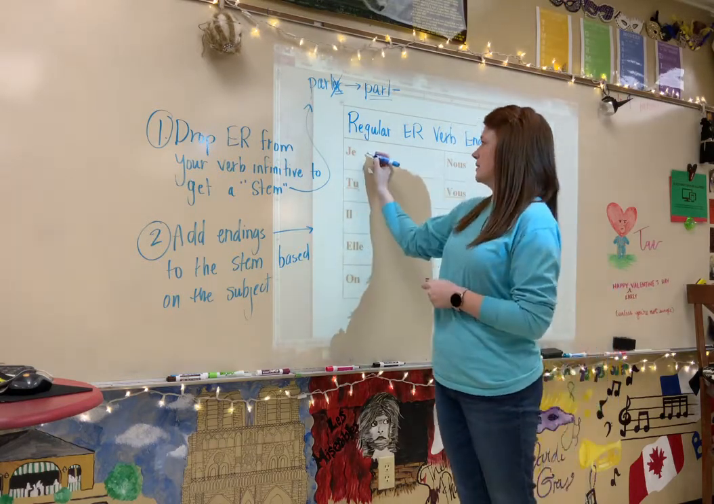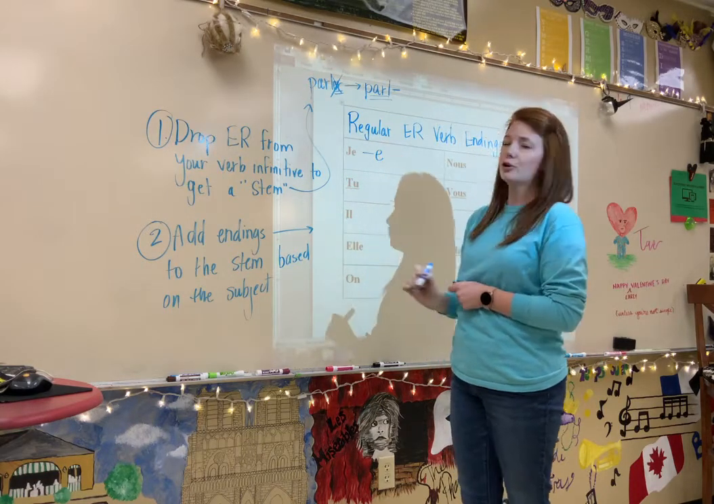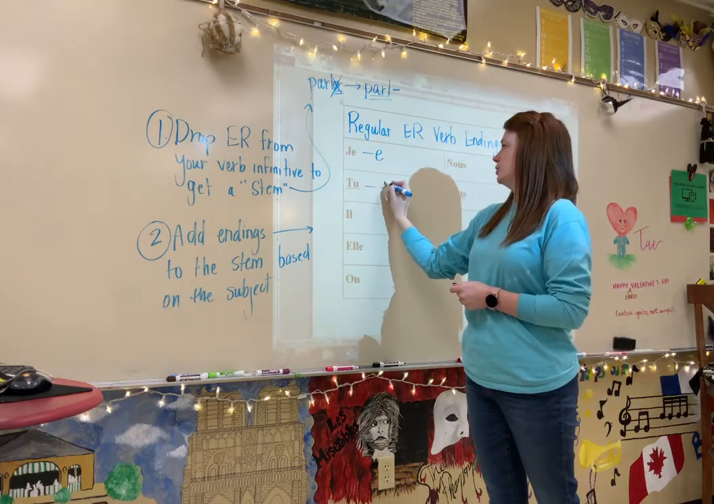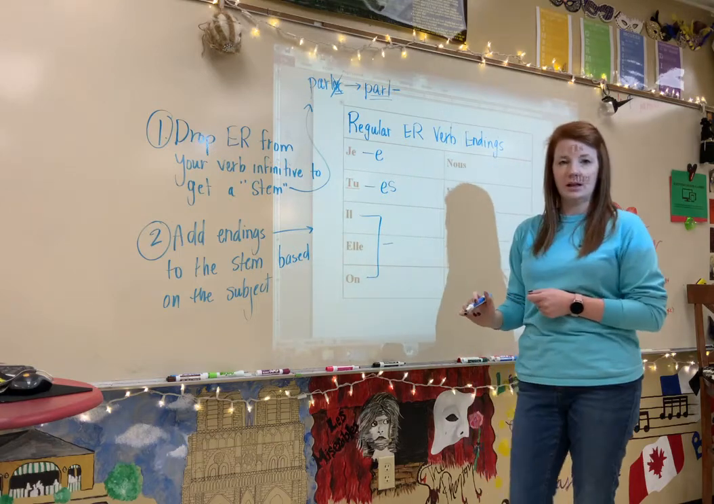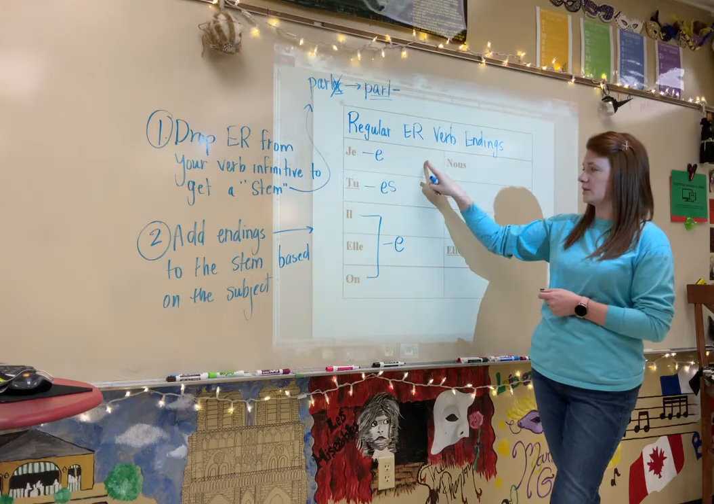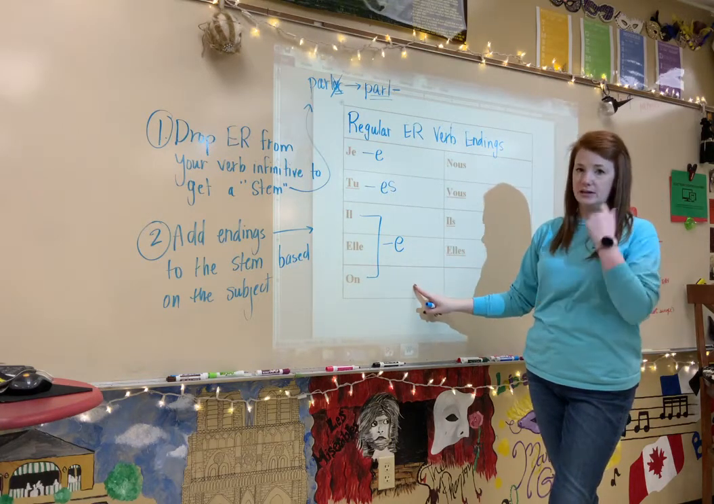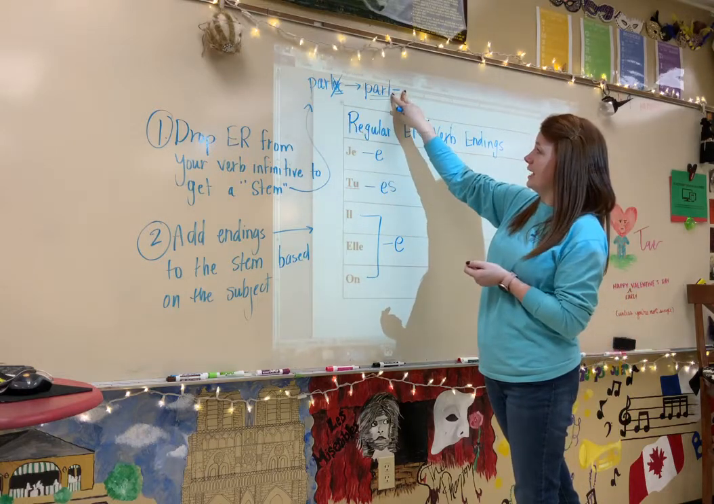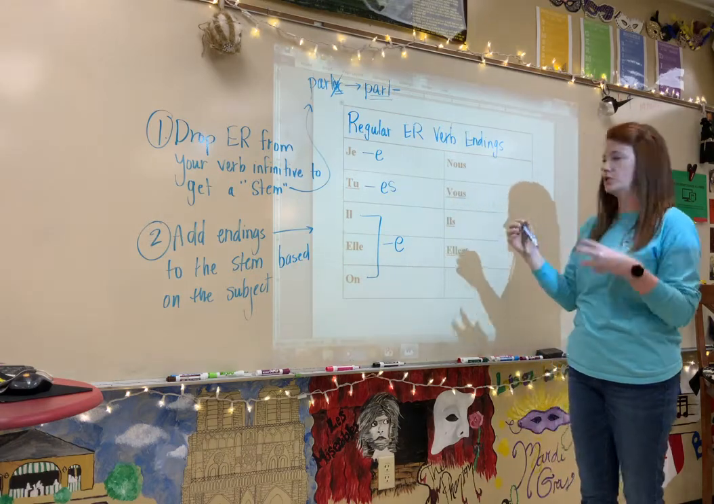So if your subject is je, pretend this is your stem. On the end of that stem, you're going to add an E. For tu, you add an ES. Elle and on, they're all the same, and they are also just like je. So for these three you add just an E on the end. So you have parle for parler. This dash is where this ending comes in. Okay, that's what it kind of looks like when you squish it together.